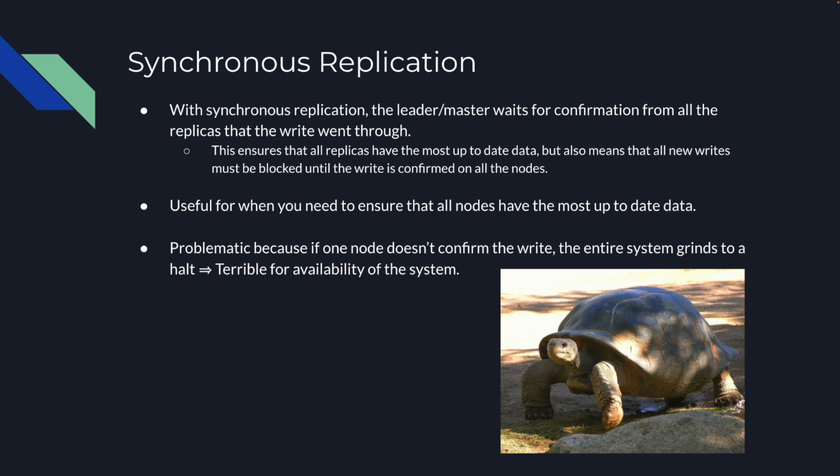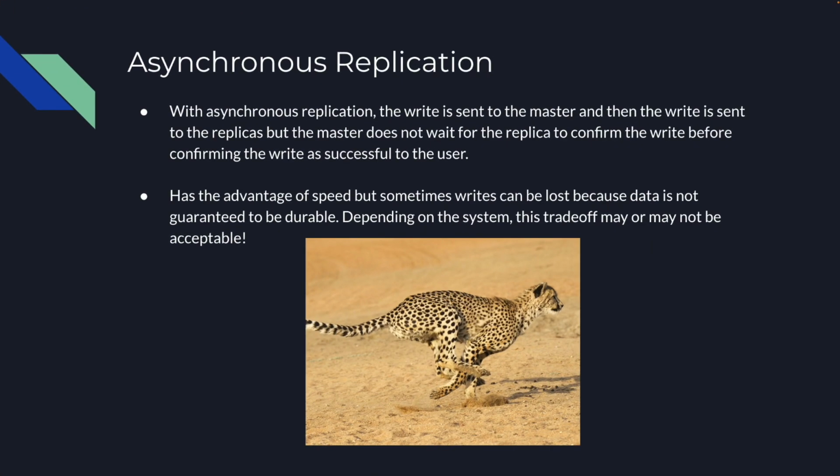This is really useful when you need to ensure that all nodes will always have the most up-to-date data. But it's problematic because if one node doesn't confirm the write, then the entire system grinds to a halt. And this is terrible for the availability of the system, because you are waiting on that one node to confirm the write so that all other writes can go through, and you cannot go forward until that node finishes. So you have basically a single point of failure, and any node not responding to a write is a big problem.